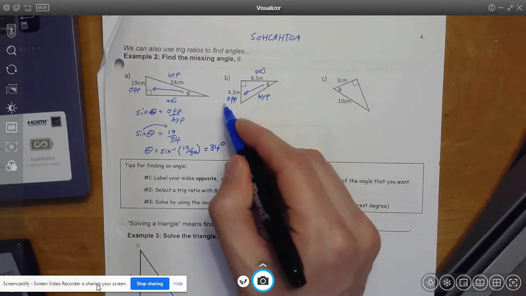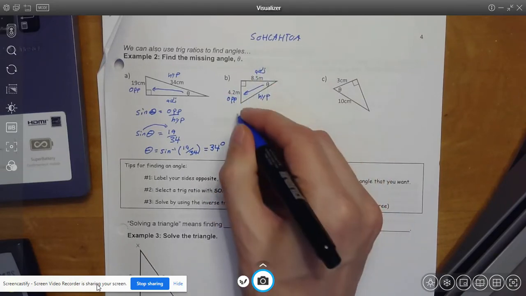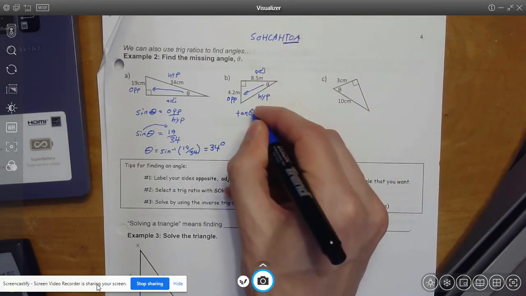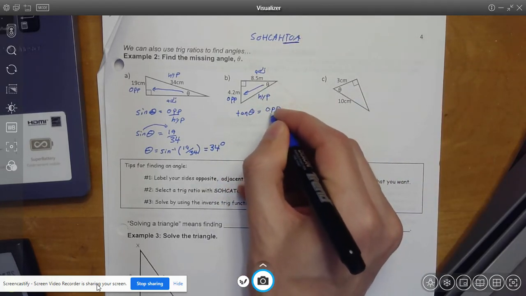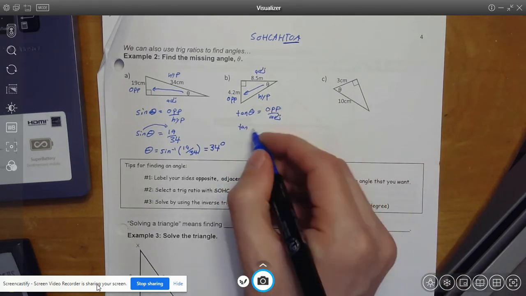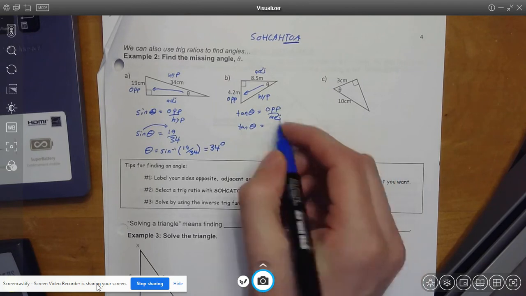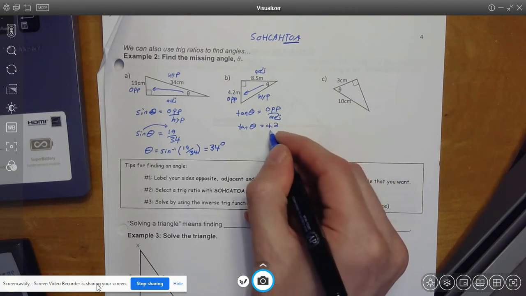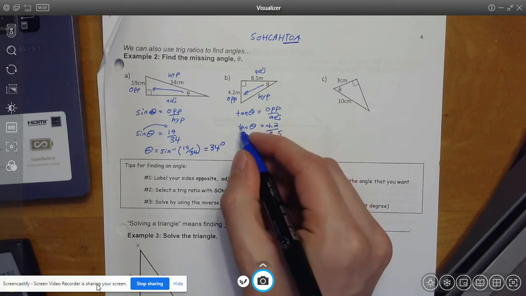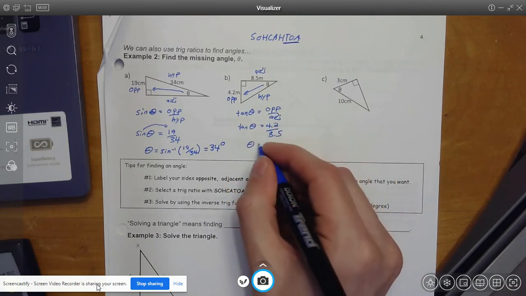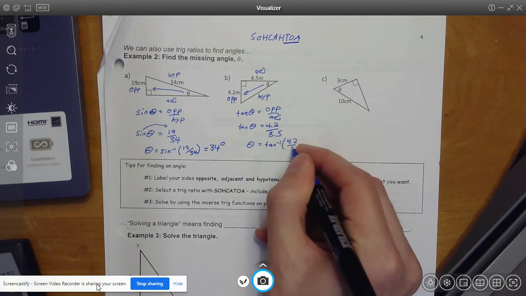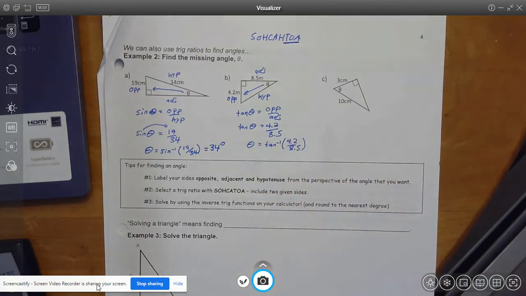I have information about opposite and adjacent, so I'm going to use tangent, because tangent is the only ratio that involves opposite and adjacent. What do I know? Well, I don't know theta, that's what I want to find, but I do know opposite is 4.2, divided by adjacent is 8.5. To get theta by itself, I move the tangent to the other side by doing the inverse of the tangent function. So I'm taking inverse tan of this ratio.